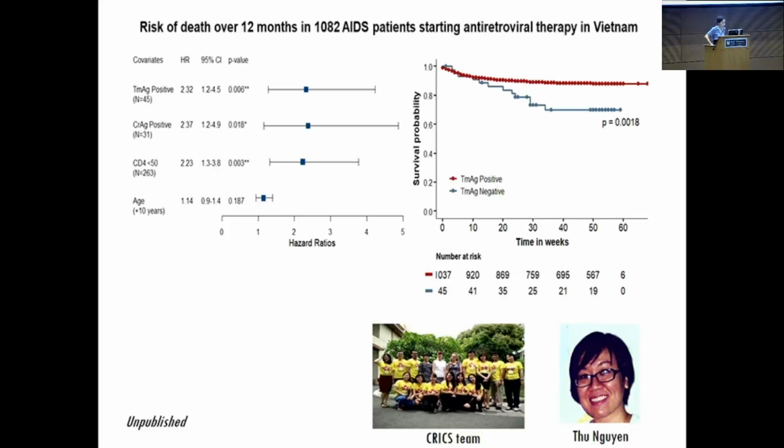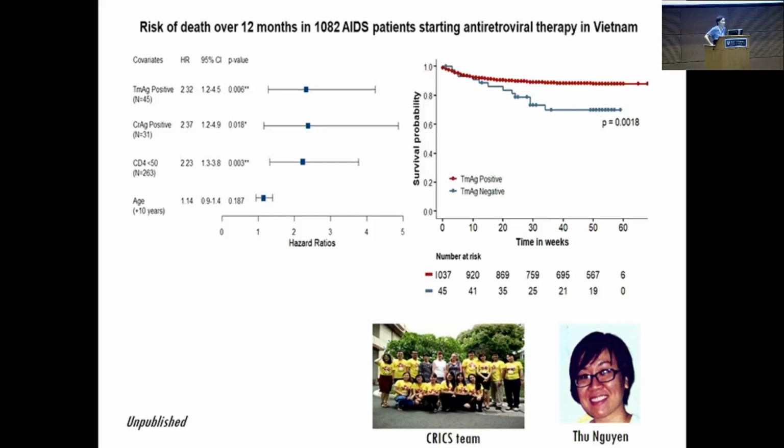And then we recently conducted a 12-month mortality outcome analysis in more than 1,000 patients. Antigenemia at baseline, in asymptomatic patients, was an independent predictor of death. You can see the Kaplan-Meier curves separating between antigen-positive and antigen-negative patients, and this is independent of positive cryptococcal antigen, low CD4 count, and older age.